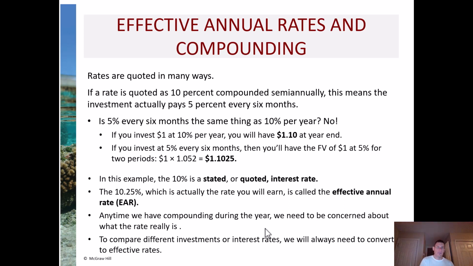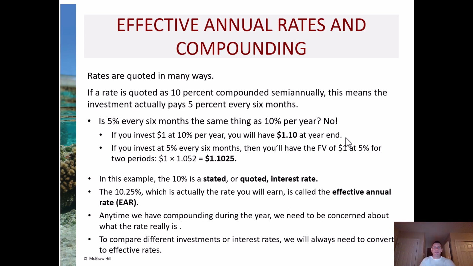The answer is no, because you get 5% in 6 months, and then that 5% is now available to be compounded on top of. If you invest $1 at 10% per year, you'll end up having 1.10 at year end. But if you invest at 5% every 6 months, you'll have the future value of $1 at 5% for 2 periods, which is 1 times 1.05 squared, so 1.1025. Think about that idea of compounding, making interest on interest.